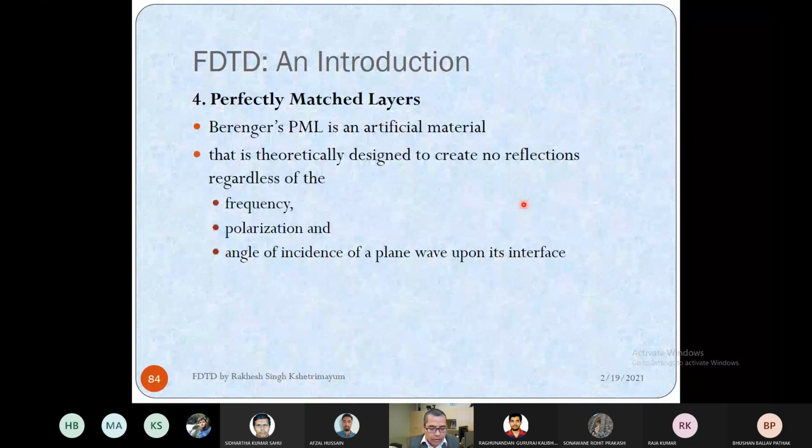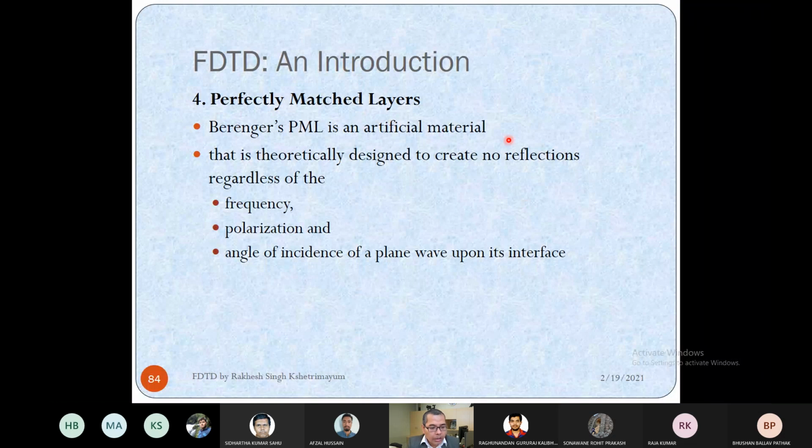You enclose the antenna or any device you want to do the FDTD simulation on, and you put some boundary condition on the walls of that box. You are enclosing the antenna or any device you are simulating, and that box is actually made up of some layer which is called a perfectly matched layer. As the name suggests, it is perfectly matched. There won't be any kind of reflection.